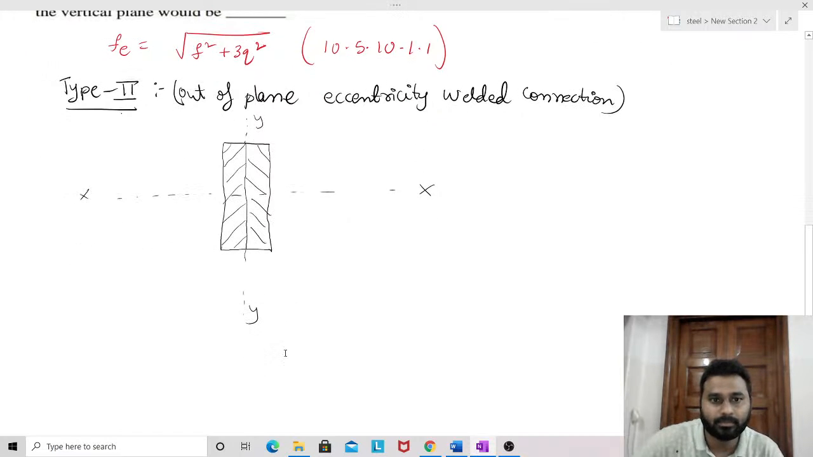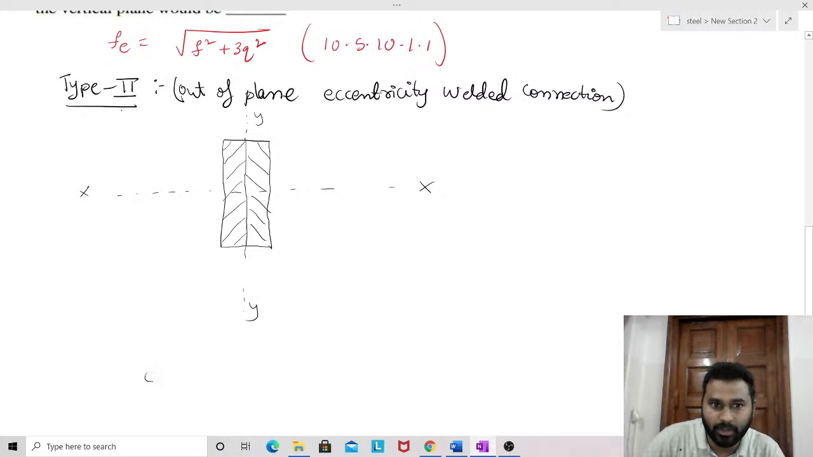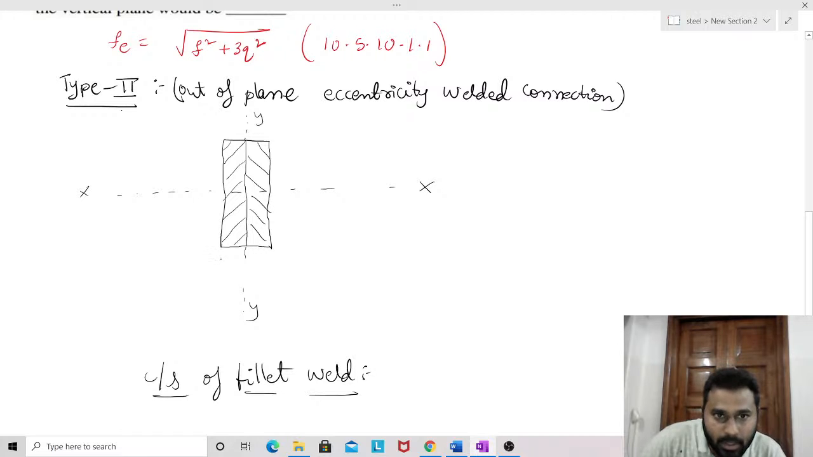Okay, this is a cross sectional view of the fillet weld, cross section of the fillet weld. And if we show the dimensions, this is the total width, which is TT, and this is the length, LW.